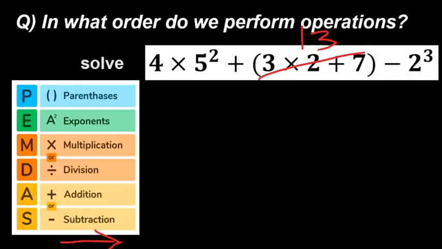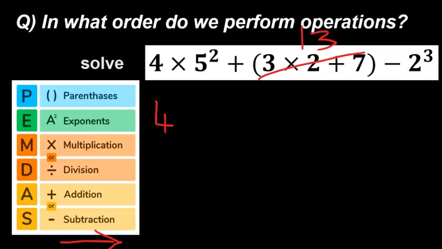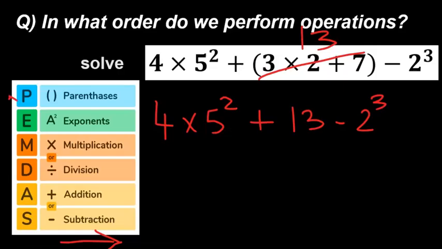So what I'm going to do now is go back and rewrite the problem again: 4 times 5 squared, but instead of all of this, I'm just going to write plus 13 minus 2 to the power 3. Okay. And now we finished parentheses in the main problem. We now move on to exponents, and we can see there are 2 exponents. So let's do it very quickly now.